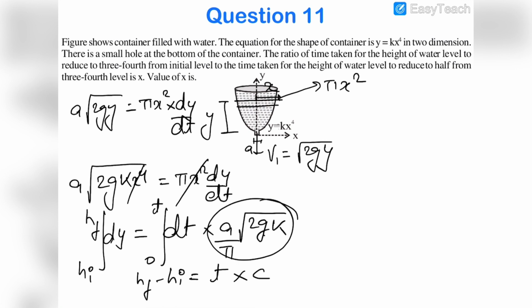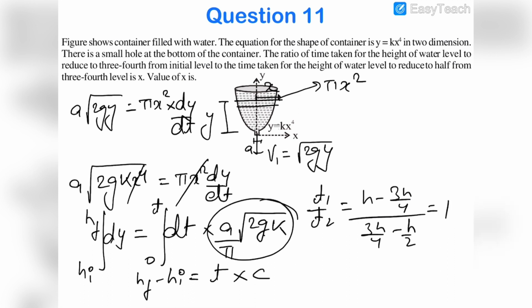So you can see that T1 by T2 would be equal to h minus 3h by 4 over 3h by 4 minus h by 2. So this will be 1. So the correct answer of x is equal to 1. Now we move on to the next question.